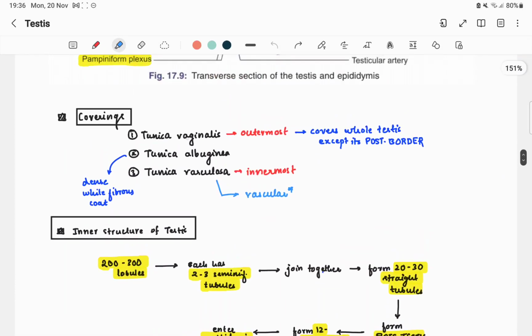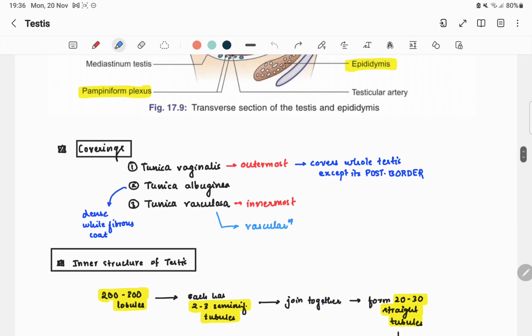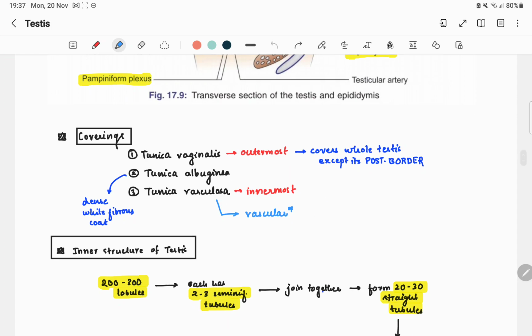What are the coverings of the testis? So we have the tunica vaginalis, tunica albuginea, and the tunica vasculosa. Tunica vaginalis is the outermost covering. It covers the whole testis except its posterior border. Tunica albuginea is a dense white fibrous coat, and tunica vasculosa is the innermost part, and it is vascular.